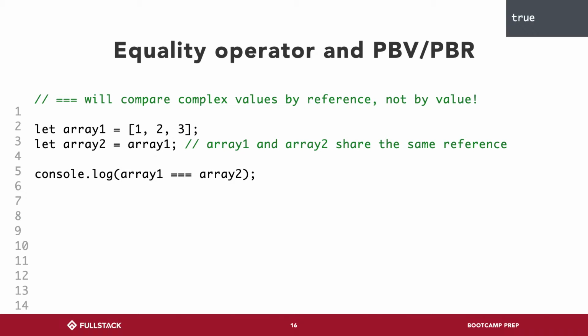So, since now we are saying array 2 is equal to array 1, which is equal to this array, what is array 2 actually being set equal to? Yes, a reference to array 1. So if array 1 triple equals array 2, you get true, because they share the same reference. It is the same reference. Okay? Any questions?